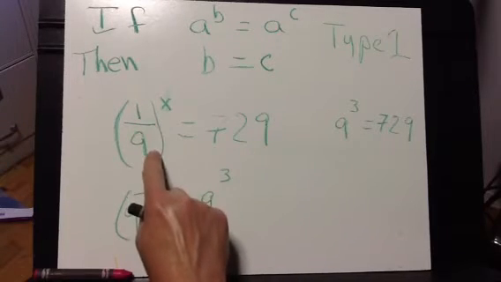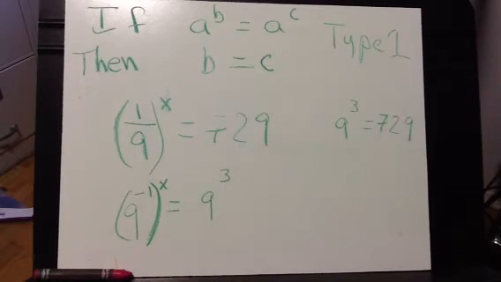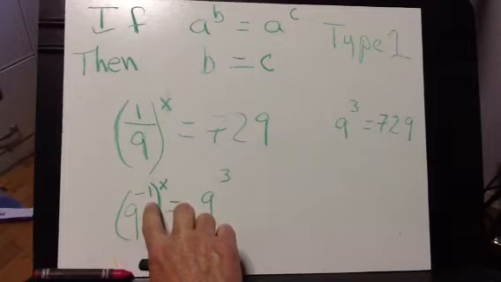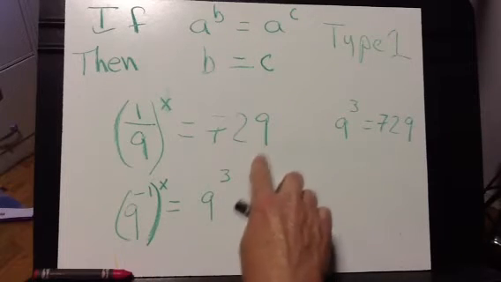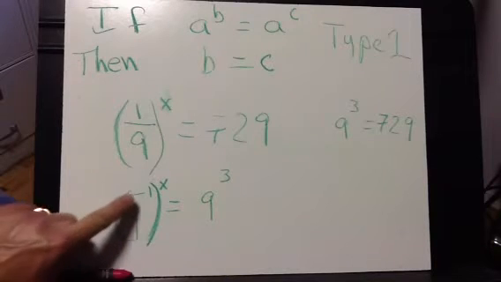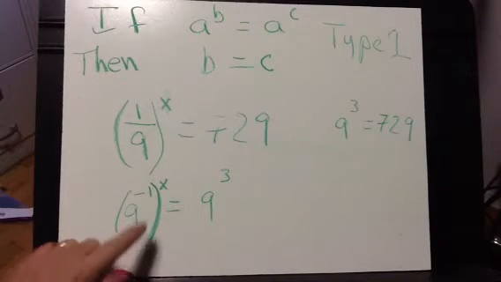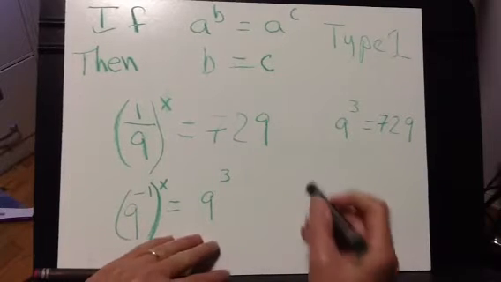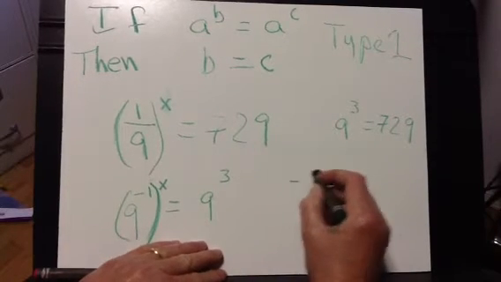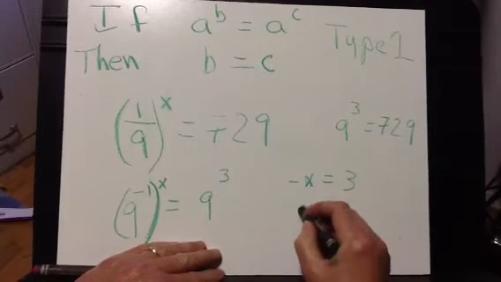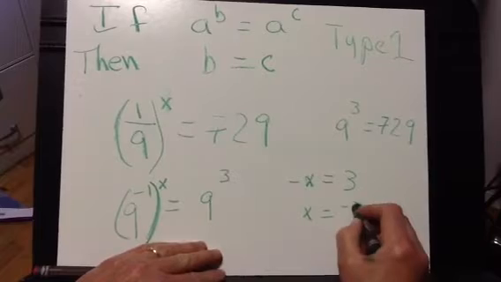Now 1 over 9 and 729 can both be expressed as a power of 9. 1 over 9 is the same as 9 to the negative first. 729 is equal to 9 to the third. That means that I can peel off these exponents and set them equal. Now, when you have a power raised to a power, you're going to multiply the exponents. That means that negative x equals 3, which means that x is equal to negative 3.